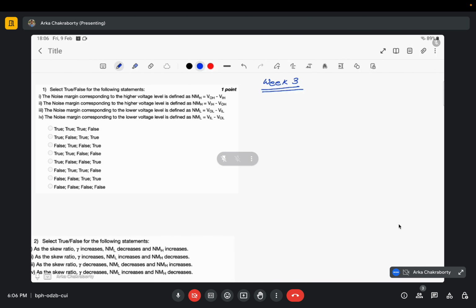Okay, fine. So the first statement is: the noise margin corresponding to the higher voltage level is defined as noise margin high equal to V output high minus V input high. Let us look into it, and I'll give you a mnemonic to remember how to define noise margin high and noise margin low. You can always recall it by the way I describe it. So let us first look at the VTC of an inverter.